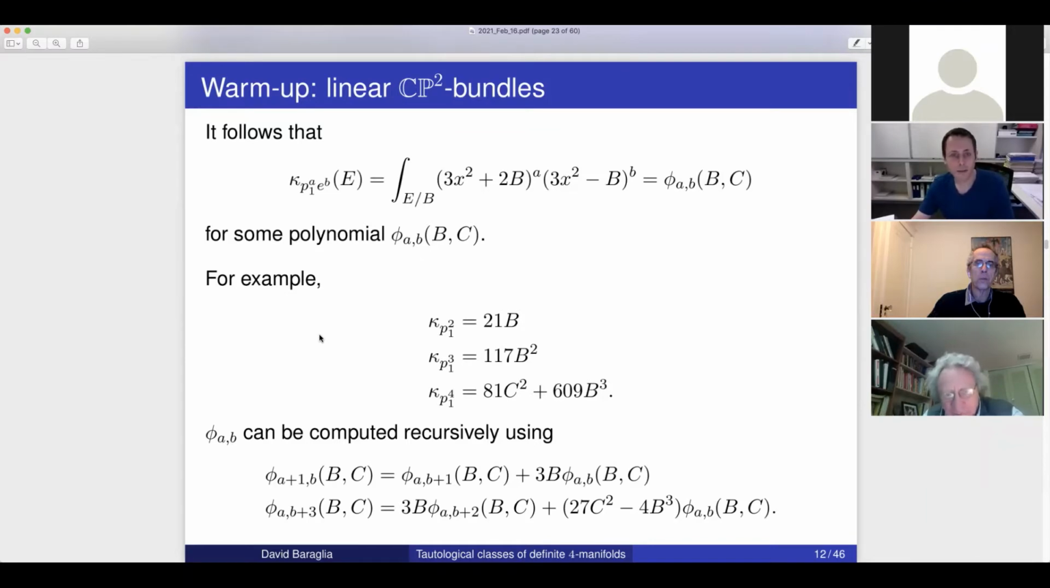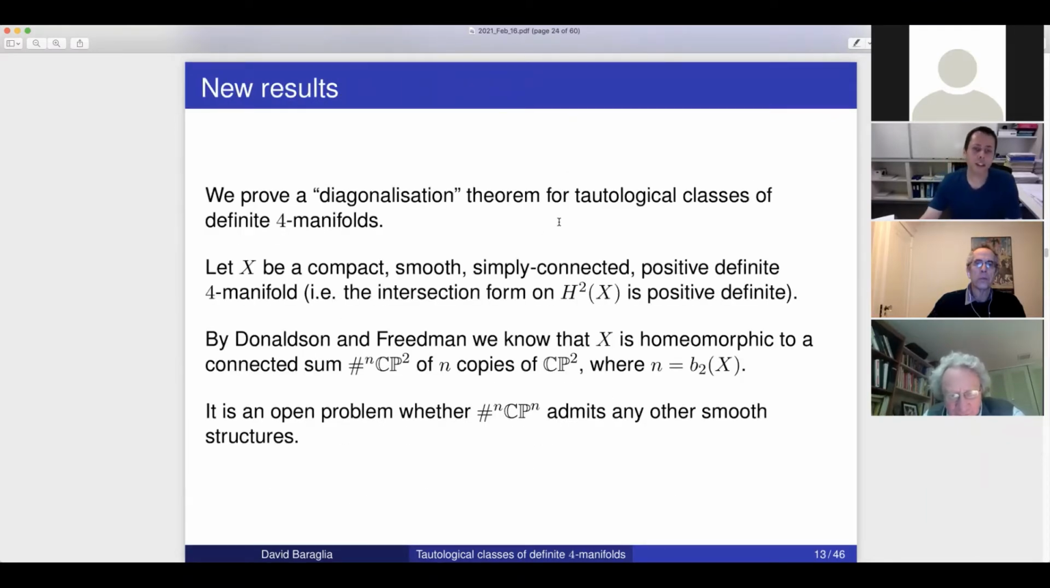Okay, thank you. Okay, so now I get to the new results. We're going to consider a family of definite 4-manifolds. That means the fibers are going to be compact, smooth, simply connected, positive definite 4-manifolds, the definite meaning their intersection form on H2 is positive definite. And of course, by combining Donaldson and Friedman, we know that it's going to be homeomorphic to a connected sum of n copies of CP2, where n is the second Betti number.